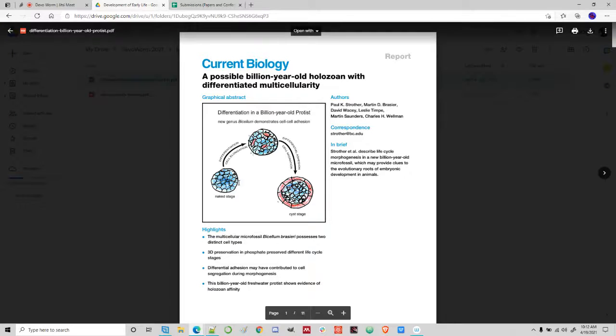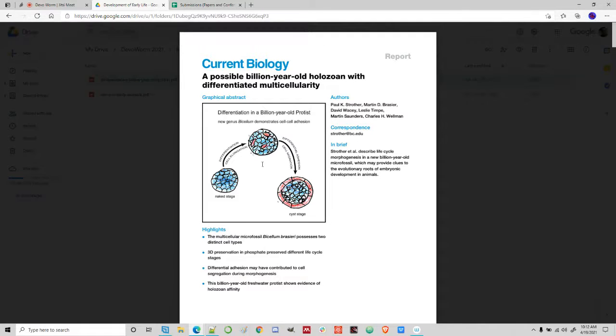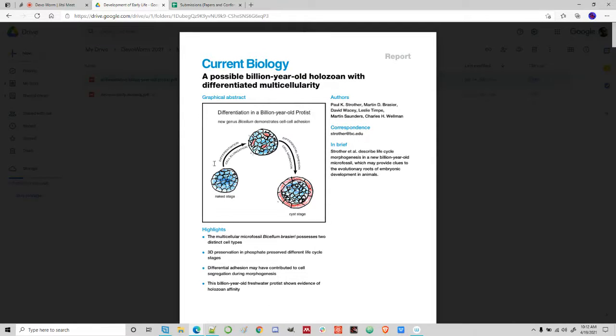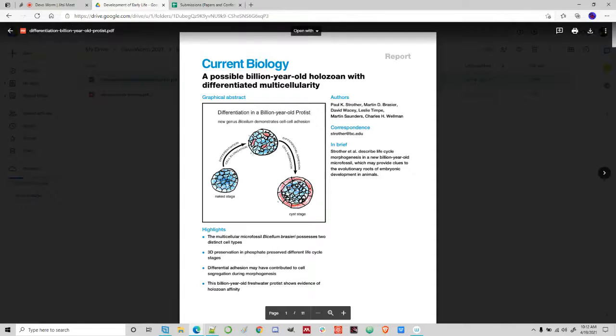So it exhibits two distinct cell types. This 3D preservation in phosphate preserved different life cycle stages. Differential adhesion may have contributed to cell segregation during morphogenesis. If you see, this is the naked stage, what they call the naked stage. Then there's this process of differentiation and cell elongation, which leads to this stage here. And then you see differential adhesion and cell migration, which gives you the cyst, which is differentiated around the edge. And then it also has this naked stage in the center.